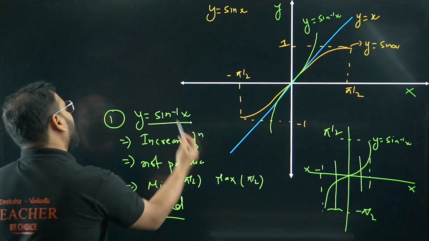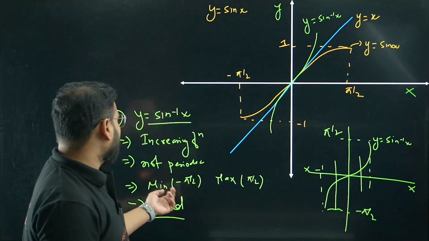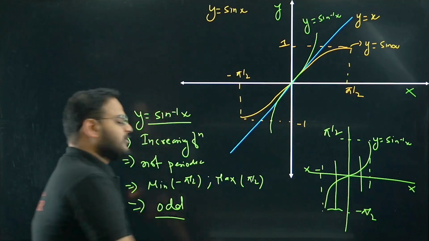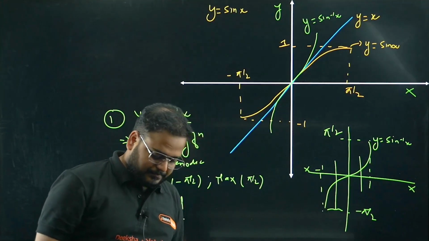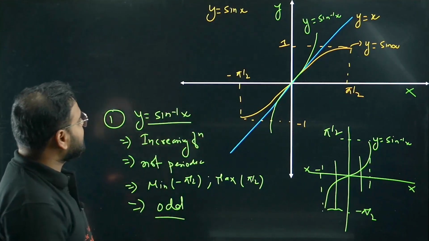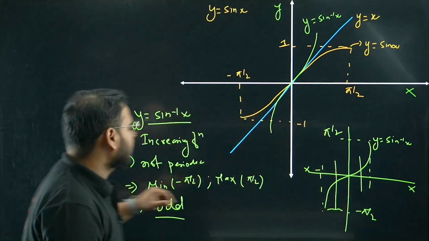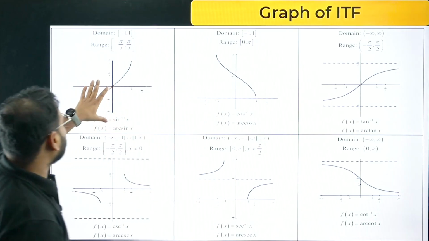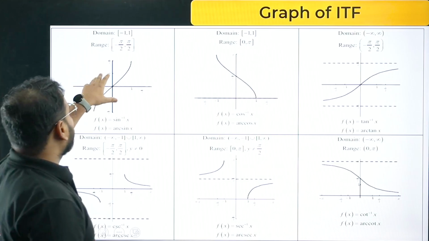So this is all the nature of the graph y equals sin inverse of x: increasing, not periodic. The minimum value is this, the maximum value is this, and it's an odd function. Please check. Okay, great. So once that is clear, I'll now show you the other graphs and we will learn from the graphs themselves directly. This part is clear.